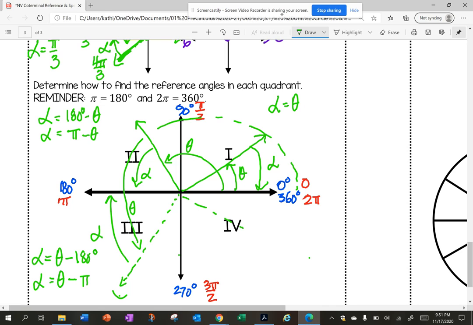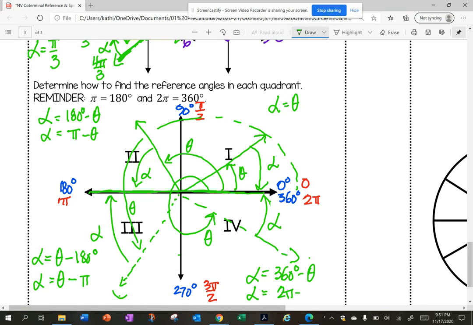And if I end somewhere in the fourth quadrant, here's my alpha. It's because alpha is always going towards the x-axis. And my theta is here. So alpha is going to be 360 degrees minus theta, or alpha is going to be 2 pi minus theta. So I'm just adding or subtracting angles, and it involves either 180 or 360.